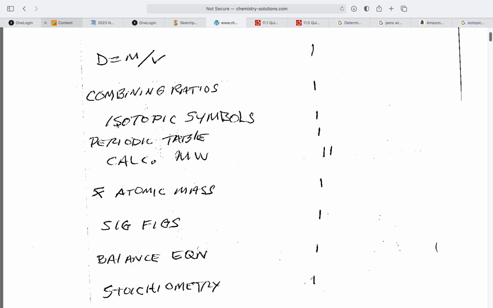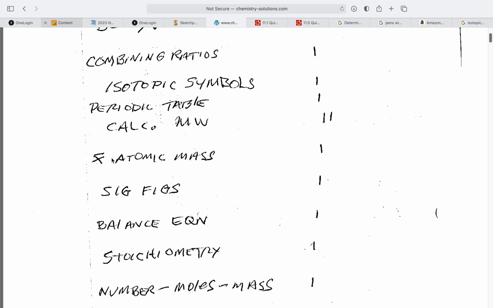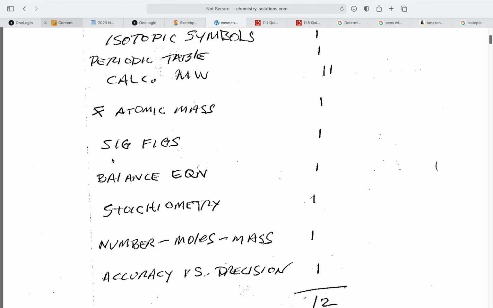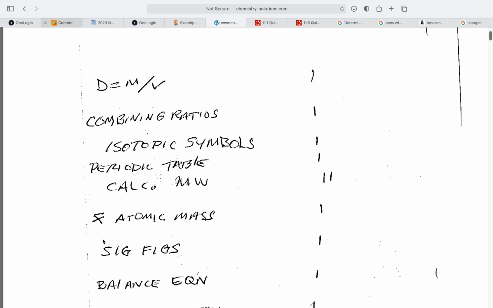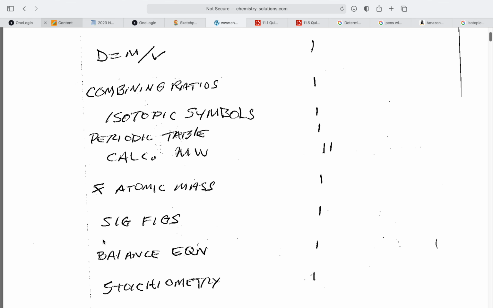Just as a review, we have gone over density, we have gone over not combining ratios yet. We're going to go over isotopic symbols today. We're going to talk a little bit of the periodic table today, and we haven't done molecular weight, we haven't done average atomic mass, we've gone over sig figs, we've gone over accuracy and precision. So in this video, we're going to be going over the isotopic symbols and touch a little bit on the periodic table.